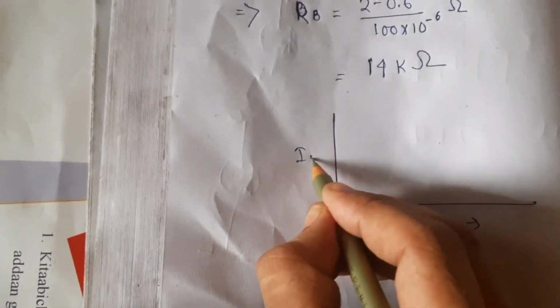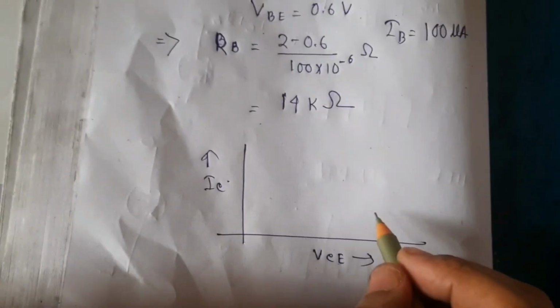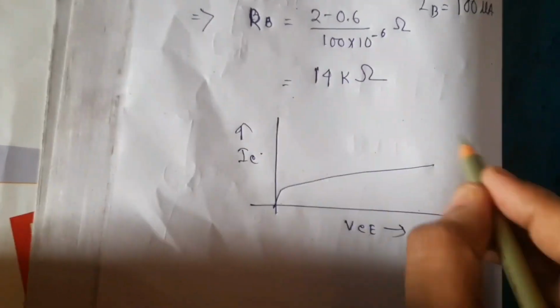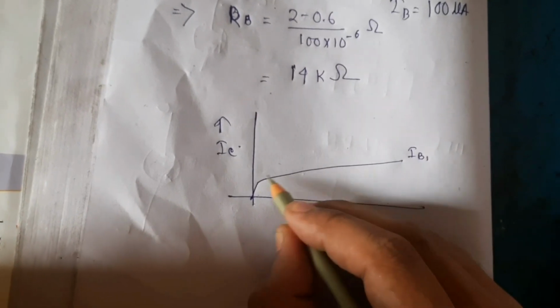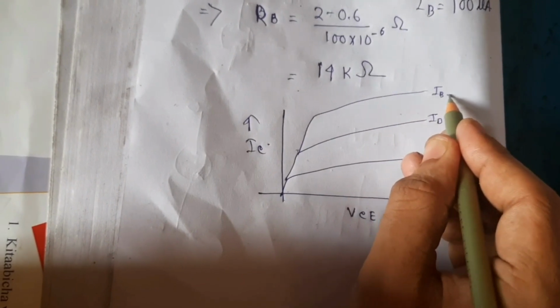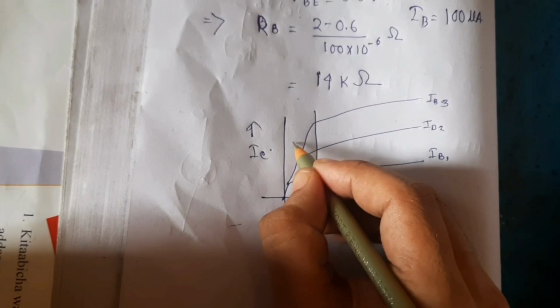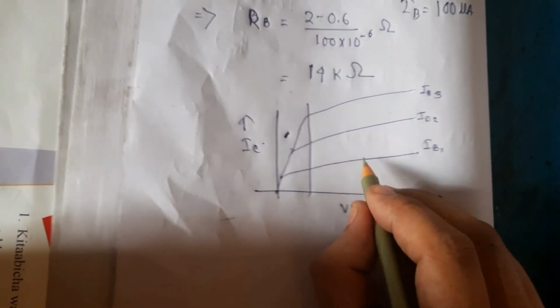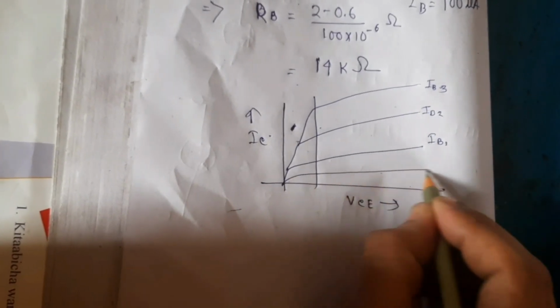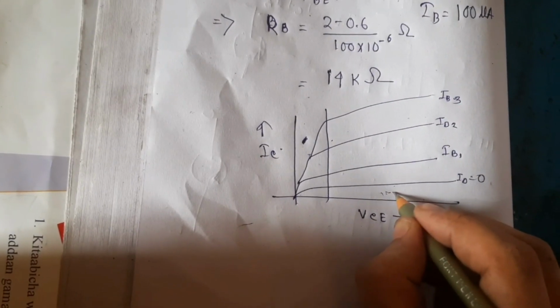We draw the curve of VCE versus IC for different IB. The graph is like this: IB1, IB2, IB3. This is the saturation region, this is the active region, and for IB equal to 0, this is the cutoff region.